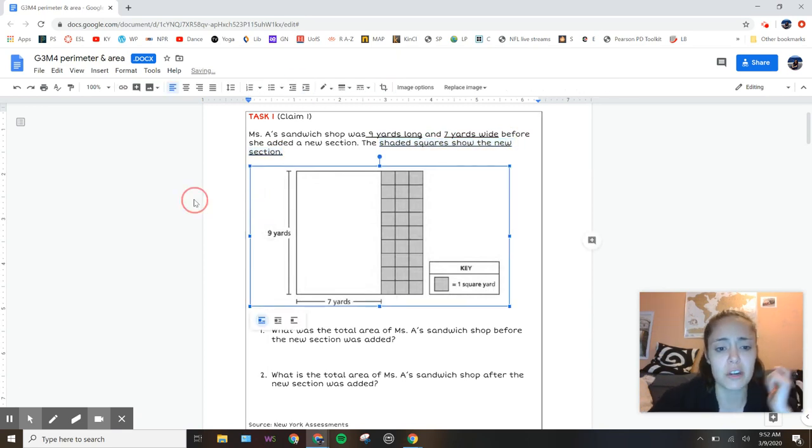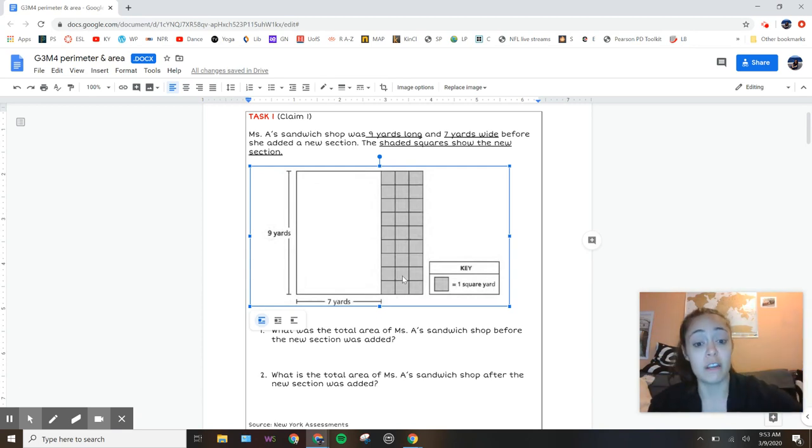So I look at my picture right over here and I think, okay, in my word problem, I have 9 yards long and 7 yards wide. So I have my 9 yards down. So this would be 9 yards long and 7 yards wide. Take a moment and think, where have I seen this before? And I see the shaded squares in the new section. These are my shaded squares, and this must be the part that they added on to the sandwich shop. This looks really familiar, and we're going to keep reading the problem to see what exactly we need to find.